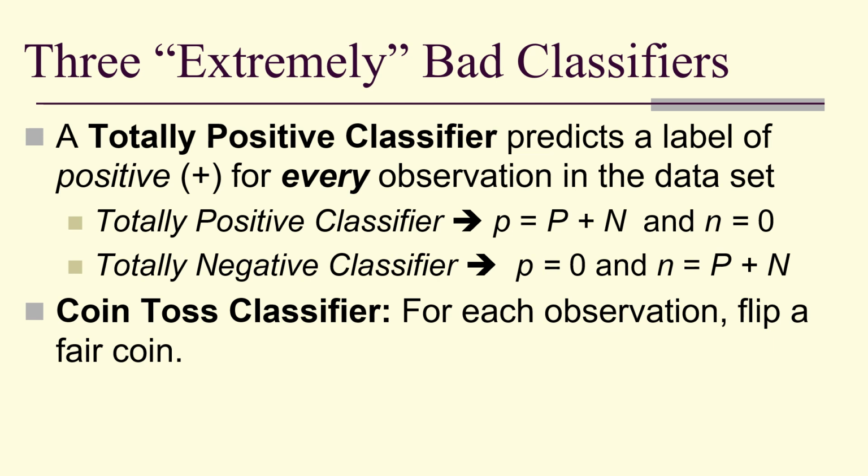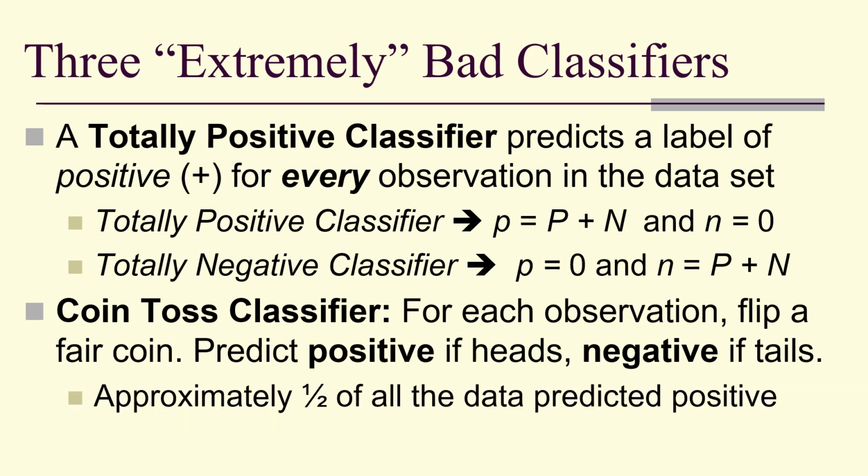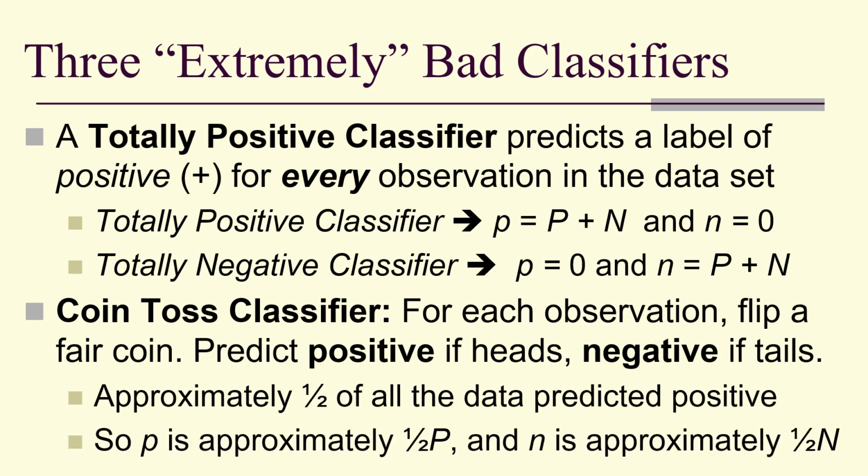Well, what about a coin toss classifier? For each observation, flip a fair coin. The probability of heads equals a half. Predict positive if it's heads and negative if it's tails. This is indeed a classifier, but approximately half of the data will be predicted positive. So little p is approximately 1/2 capital P, and little n is approximately 1/2 capital N.